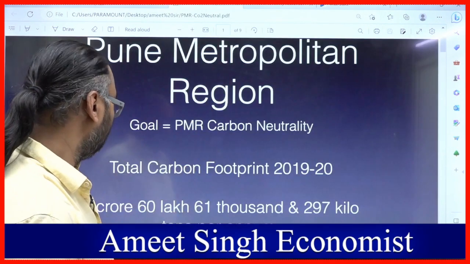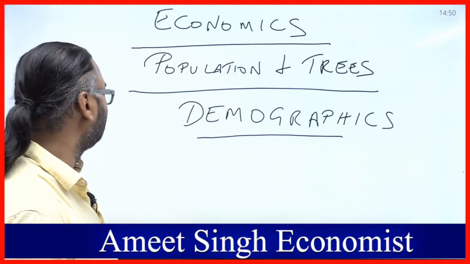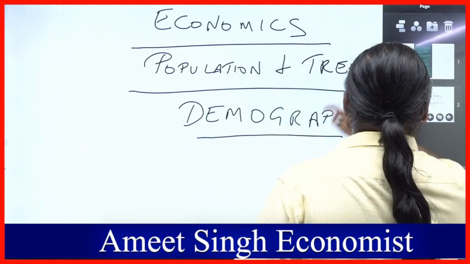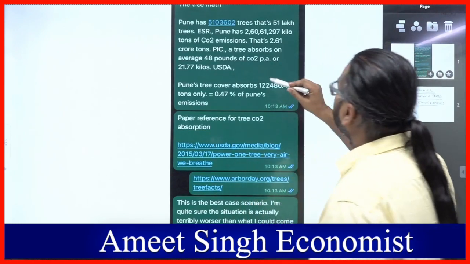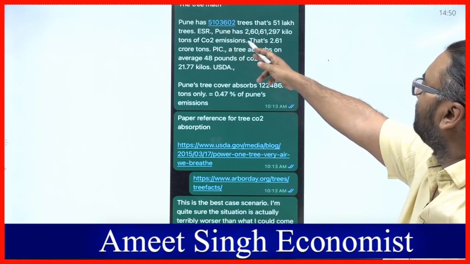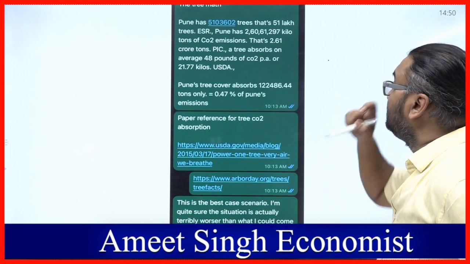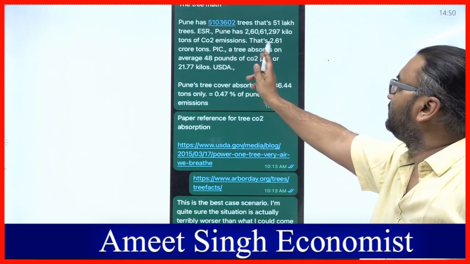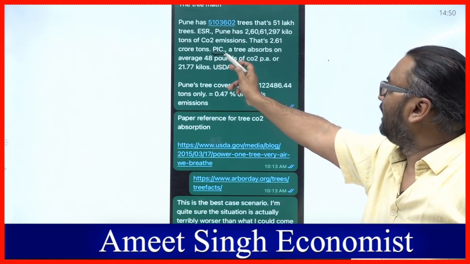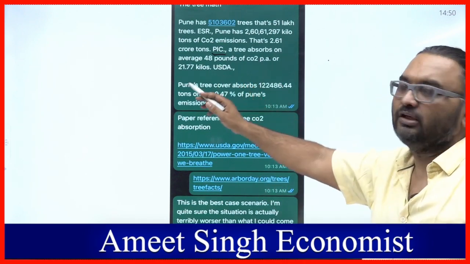Now, if I was to consider that we have only so many trees, and if I was to consider that this is our emission number, how much of these emissions can the trees that we have currently absorb? So, I've done some math. We've got 51 lakh 3,602 trees. That's approximately 51 lakh trees, and we have so much emissions. That's 2.61 crore tons, and this is the data by PIC. And a tree absorbs on average 48 pounds of CO2 per annum, or 22 odd kilos.